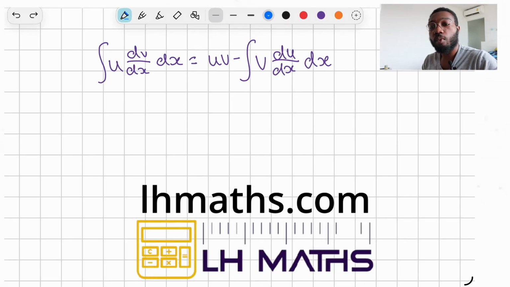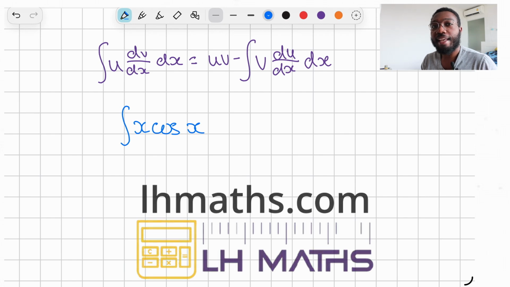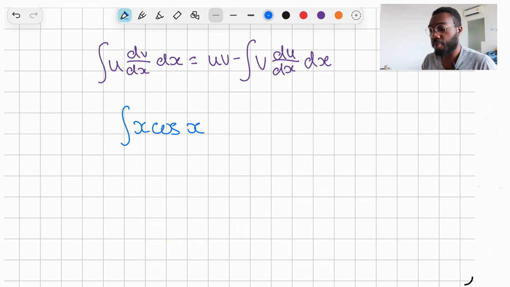So for this question, we need to integrate x cosine x. Now, in previous videos, we've looked at the reverse chain rule, integration by substitution, these kinds of methods. However, for this type of question here, it's going to be a bit more tricky, okay? Because how can we integrate this? We can't really use any of those ways.